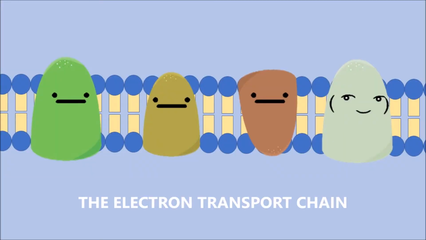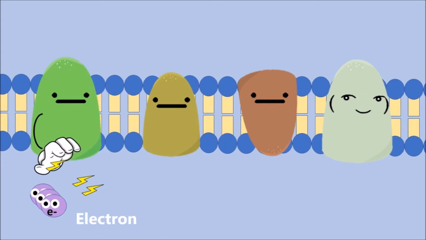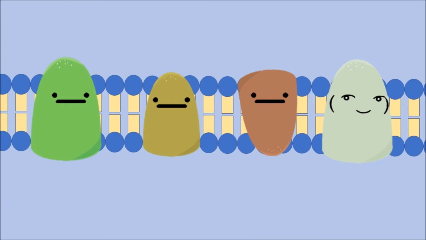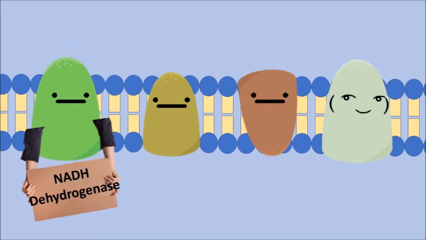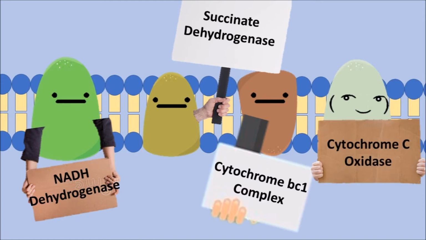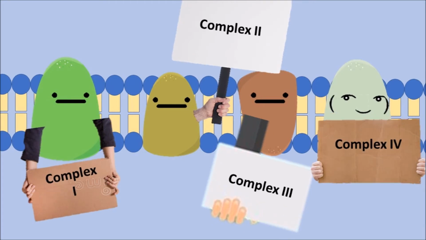The electron transport chain. So what is the electron transport chain? It's a series of proteins that uses the energy of electrons to pump protons across the inner membrane of the mitochondrion. The proteins involved are called NADH dehydrogenase, succinate dehydrogenase, cytochrome bc1 complex, and cytochrome c oxidase, but they're usually just referred to as complexes 1, 2, 3, and 4.